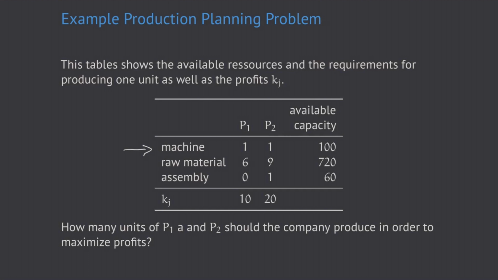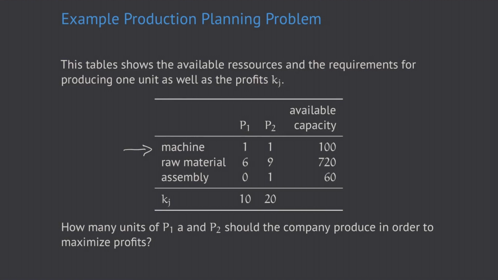Second, there's the raw material where we have 720 units. Now, for producing 1 unit of product 1, we're using 6 units, and if we're producing 1 unit of product 2, then we're using 9 units. And finally, the assembly capacities, they're restricted to product 2, and for the production of 1 unit of product 2, we need 1 unit of this assembly, and we have an available capacity of 60. We're always considering a certain time frame, like 1 month, for example, or 1 week.